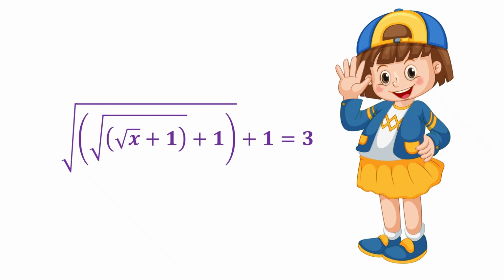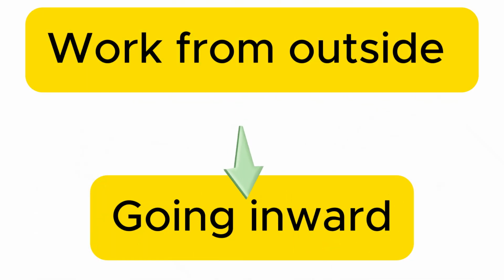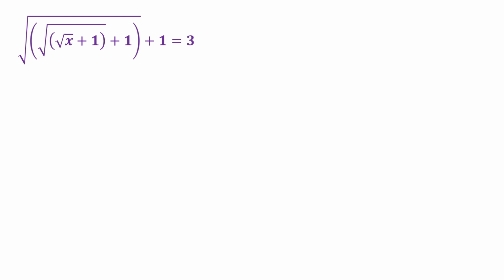Many of the students do it in the wrong way. This equation looks scary, but it's actually very systematic. Let's solve it step by step. Very first, what strategy will we apply? Whenever you see a nested square root, we work from outside going inward. So we remove one square root at a time.